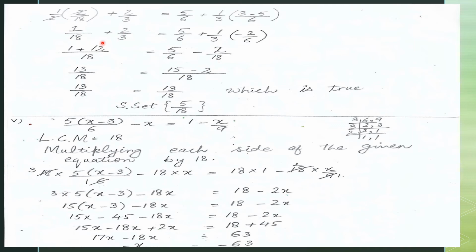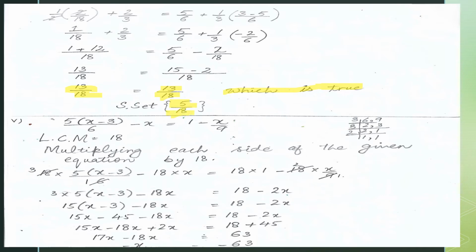This is the continuation of the previous question. 1 by 2 and 1 by 2 into 12, 2 into 18 plus 2 by 3 is equal to, because we were checking, 5 by 6 plus 1 by 3, 3 minus 5 is equal to 6. You will see at the end 13 over 18 is coming. 13 over 18 is coming on the other side, which is true. So the solution set is 5 by 18. X is carrying the value of 5 by 18.